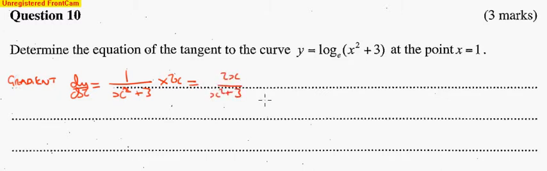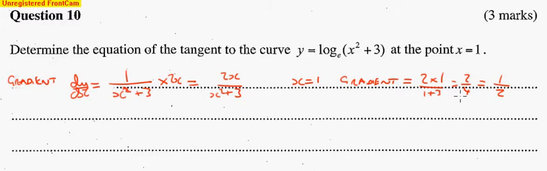That is the gradient. If x equals 1, this place we're dealing with, then the gradient is, well, we just put in 1 instead of the x, and we get 2 times 1, which is 2, over 1 squared, which is 1, plus 3, which is 2 over 4, which is a half. So the gradient at that point is a half.